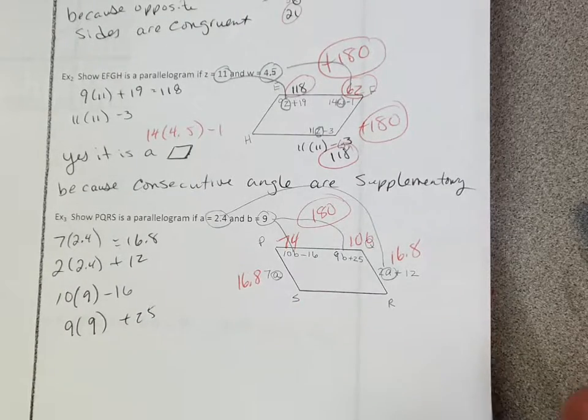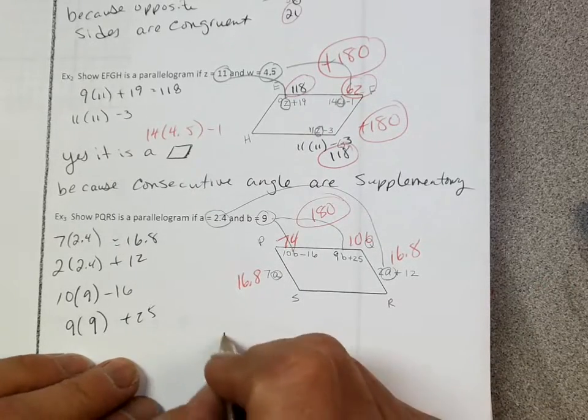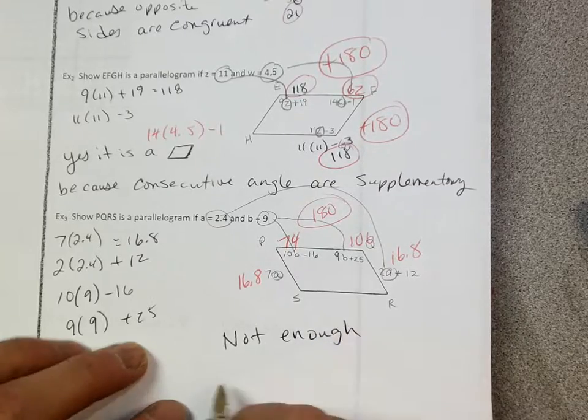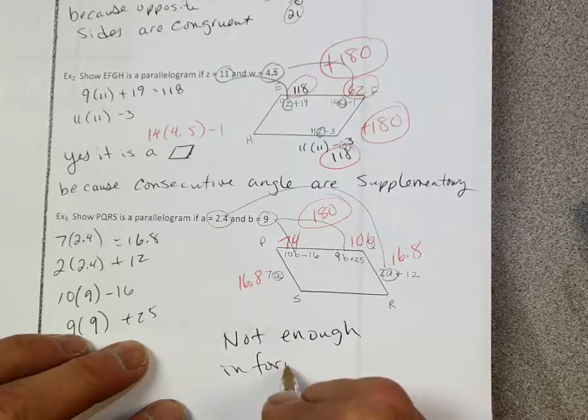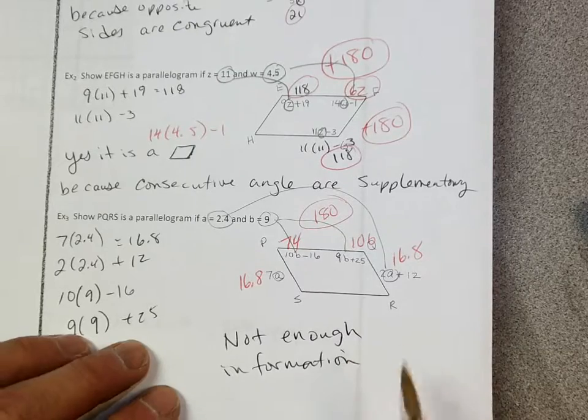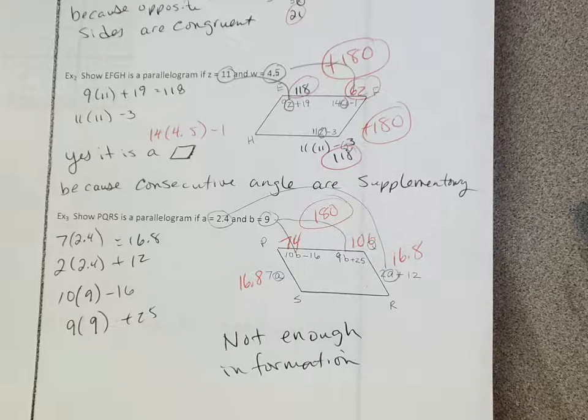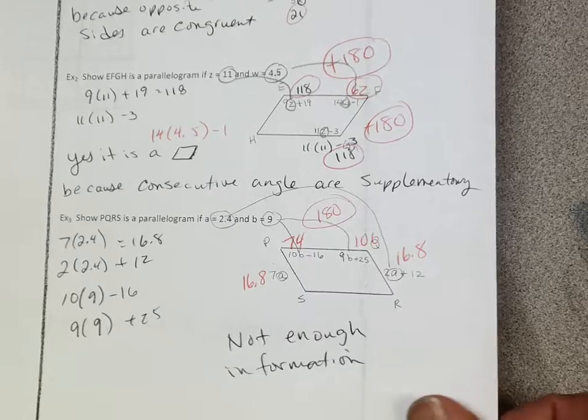I mean, it's got some stuff, but it's not enough. So we're going to say, not enough information. What I would need is maybe another angle, right? Or the other sides to make it work. But that's not enough information. So I'm like, bummer, I did all the work, and I don't know if it's a parallelogram, right?